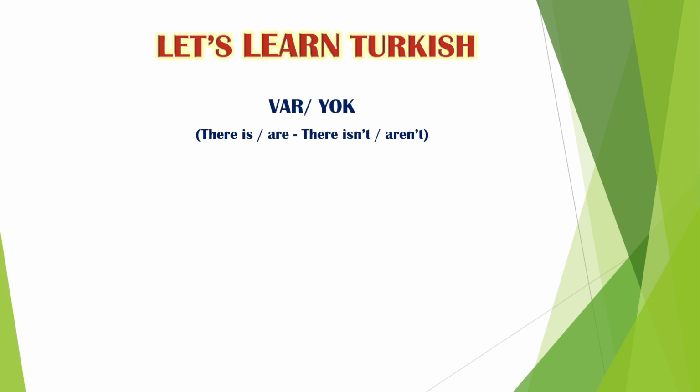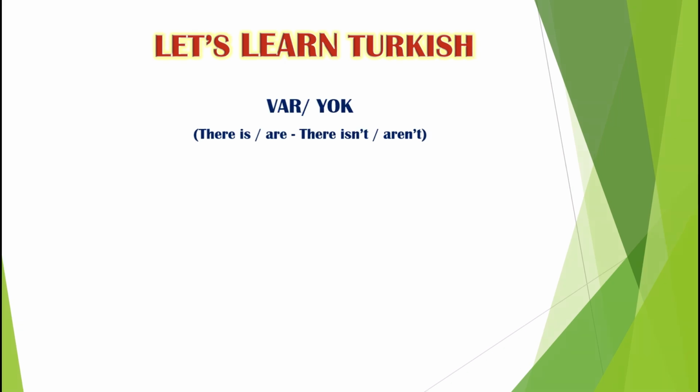Next thing in today's lesson is var, there is, there are, and yok, there isn't, there aren't. In the Turkish language, the plural and singular form for there is, there are is the same, var. And also the plural and singular form of there isn't, there aren't is yok.